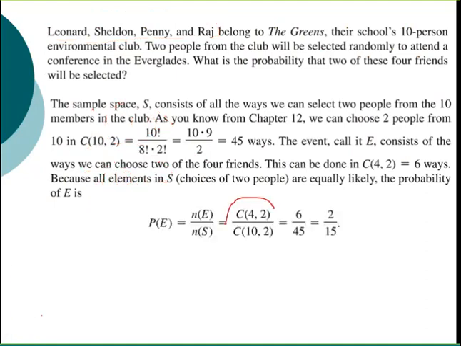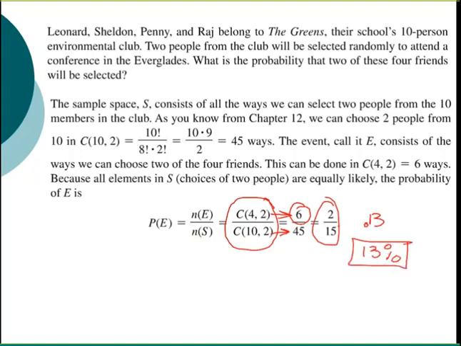Bottom line, you do this, which is what I just had written. The first answer, if you do it on the calculator, you're going to get 6. The second answer is going to be 45. Then you reduce it, you get 2 out of 15, which is 2 divided by 15, 0.133, and basically a 13% chance that you might have 2 of the friends get selected to go on that trip.